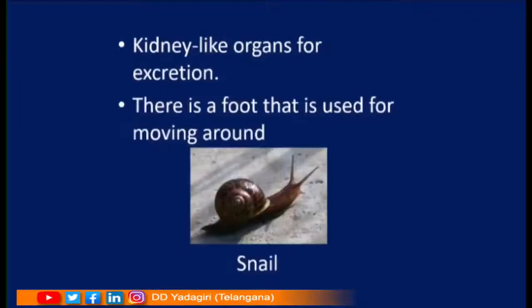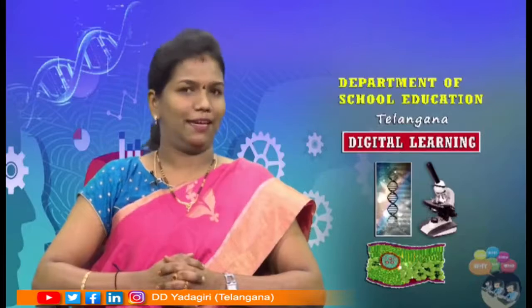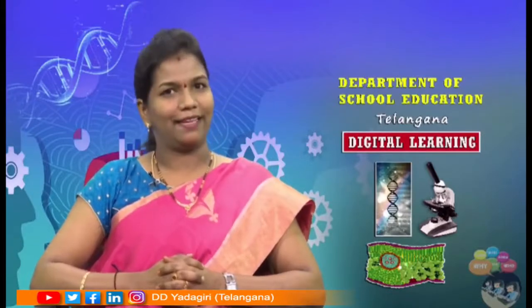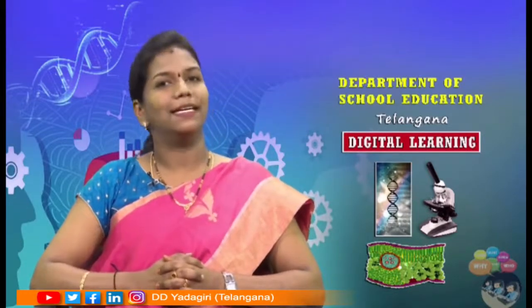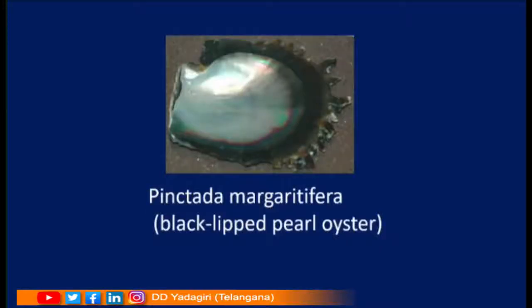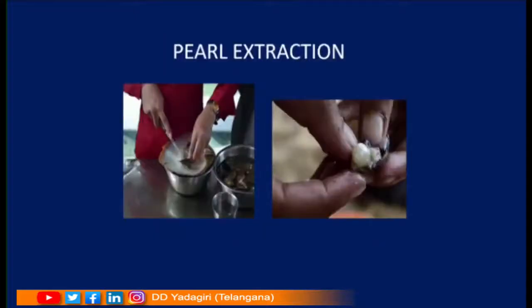Kidney-like organs are used for excretion. There is a foot that is used for moving around. An example is the snail. And children, what is Hyderabad famous for? Yes, of course, for biryani, and then they are famous for pearls, isn't it? Pearls. Pinctada margaritifera, the black-lipped pearl oyster. So this is the pearl extraction.